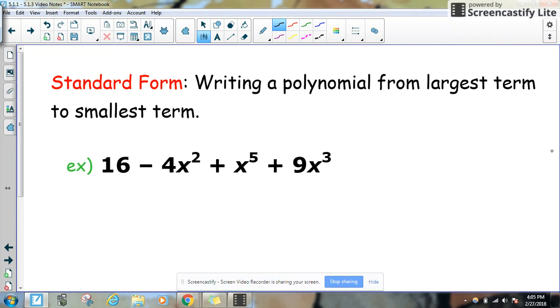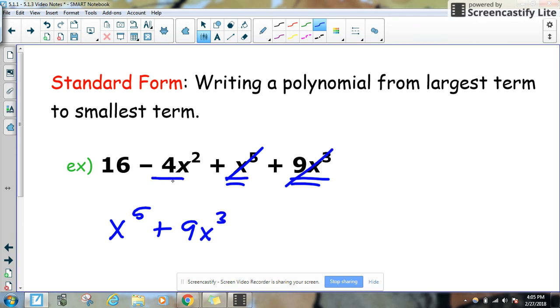Let's do a practice example. So the following polynomial here is not in standard form. Let's go ahead and put it in standard form. Step 1, identify the largest exponent, x to the fifth. So that term goes in the front. And then the next largest exponent would be the third power. So plus 9x to the third power.